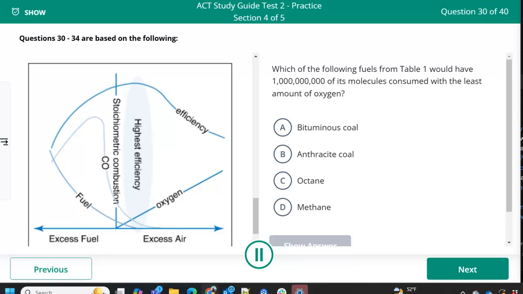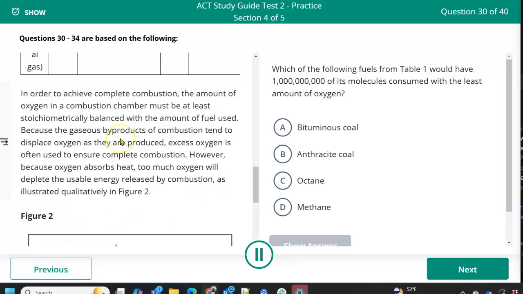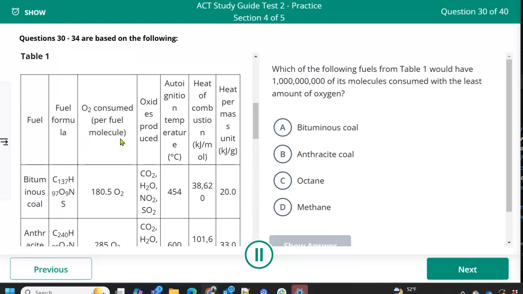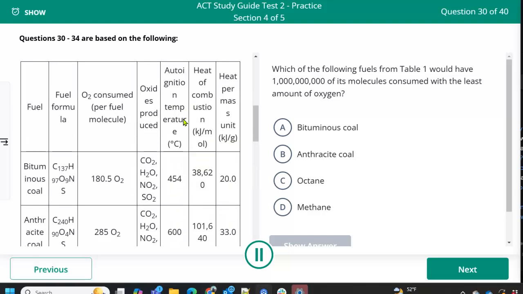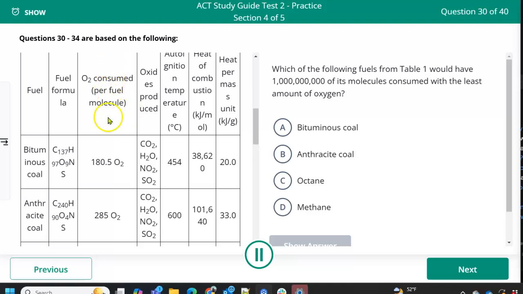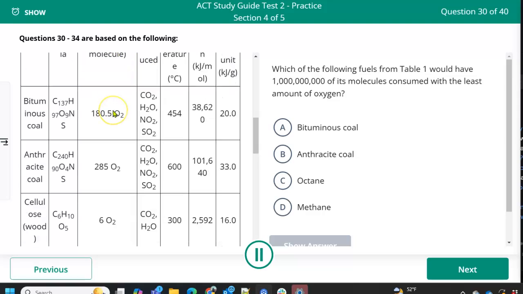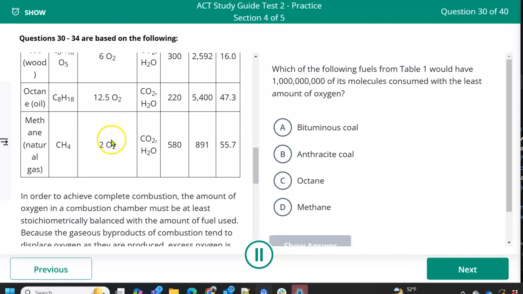Question is, which of the following fuels from table 1 would have 1 billion molecules consumed with the least amount of oxygen? Okay, well that's good because it's actually a column right here in the table. Oxygen consumed per fuel molecule. So what we're looking for is the least amount of oxygen consumed. And what we have is this one, methane.